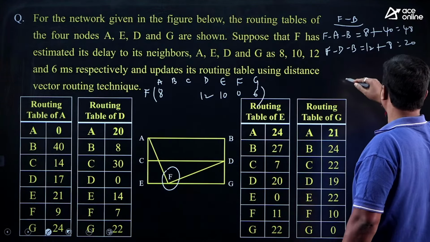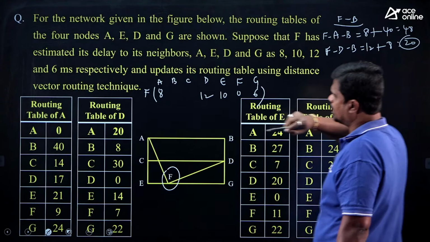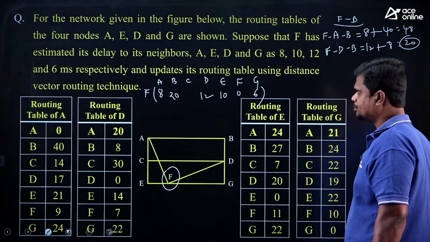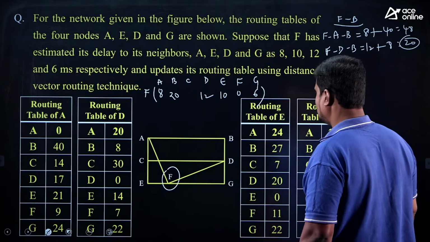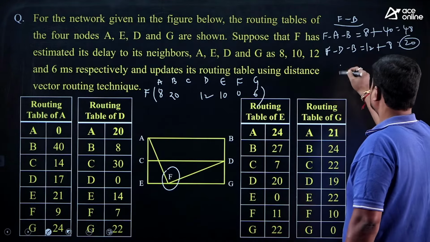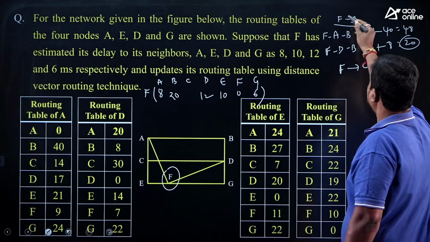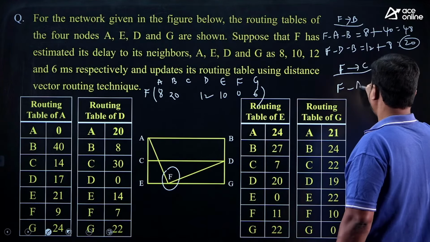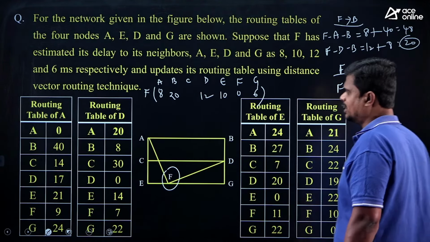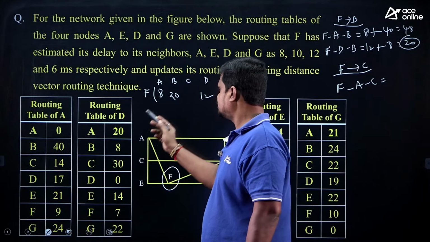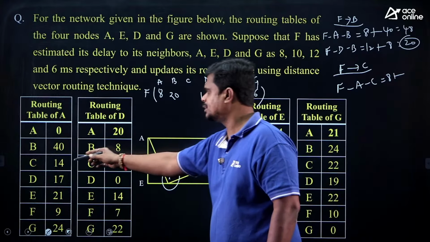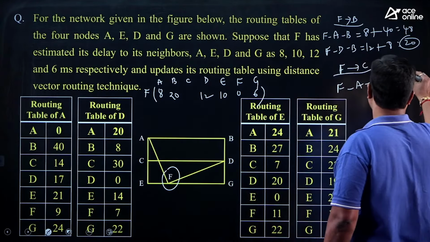So among these two, which is the shortest one? 20. So that 20 can be for B, right? Then coming to C, how can I travel to C? So F to C. First I can travel F to A and then A to C. What is the F to A? F to A, it is 8, plus A to C, if you check, 14, which is 22.